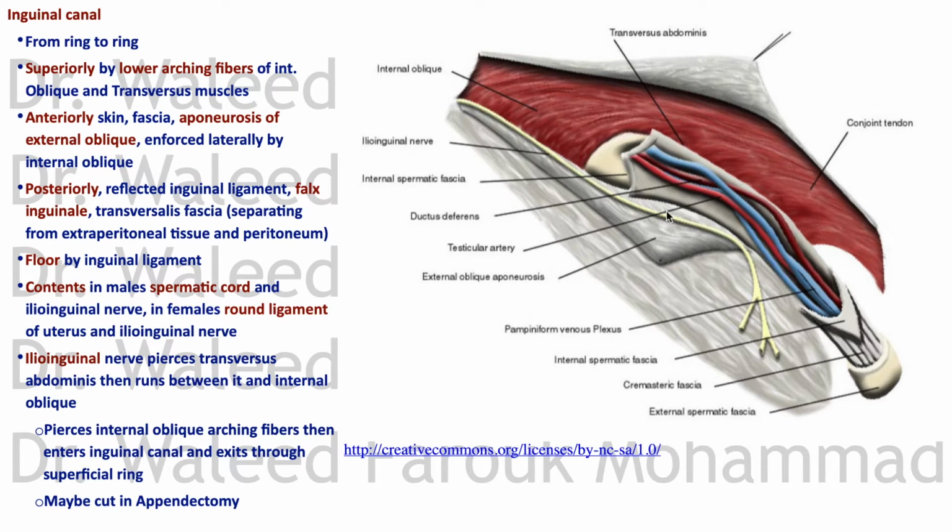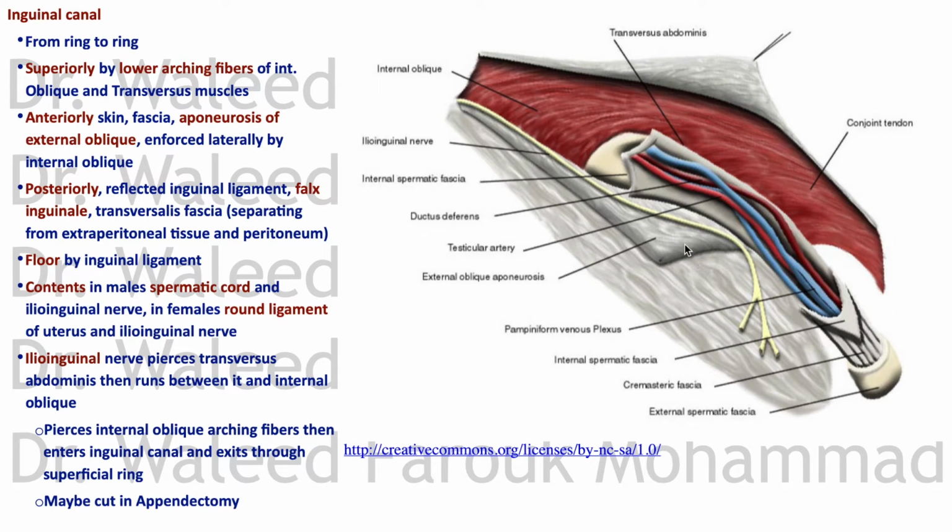So actually it doesn't take all the length of the inguinal ligament. See, it's only this part. Superiorly, the roof is by the lower arching fibers of the internal oblique muscle, together with the transversus abdominis muscle, to form the falx inguinale. The posterior wall of the canal is the conjoint tendon medially and the fascia transversalis laterally. So actually the posterior wall is formed mainly by the fascia transversalis, but reinforced medially by the conjoint tendon.